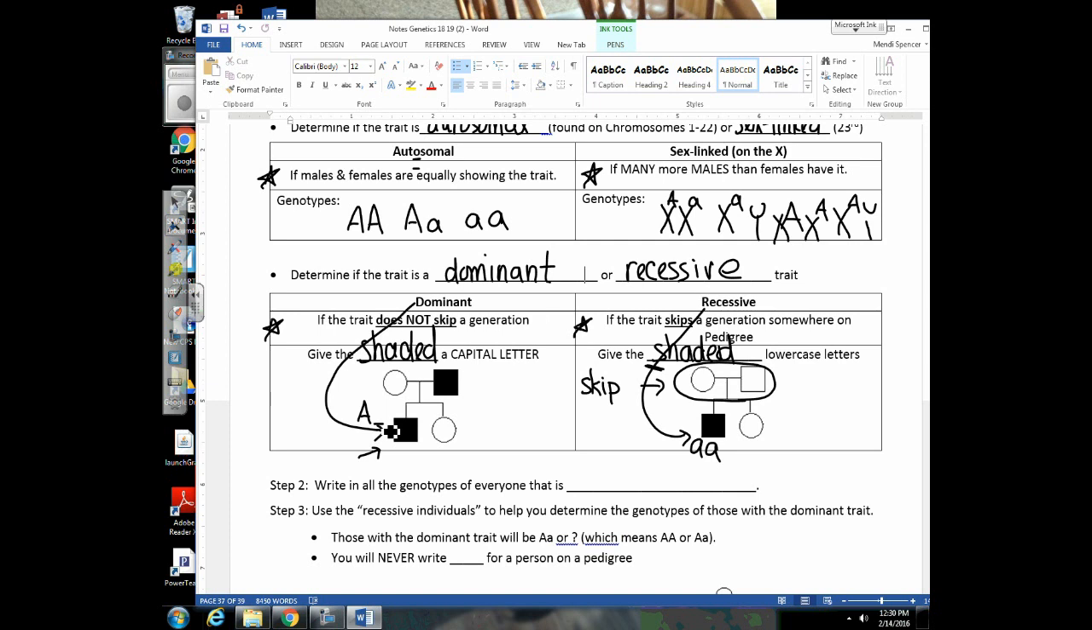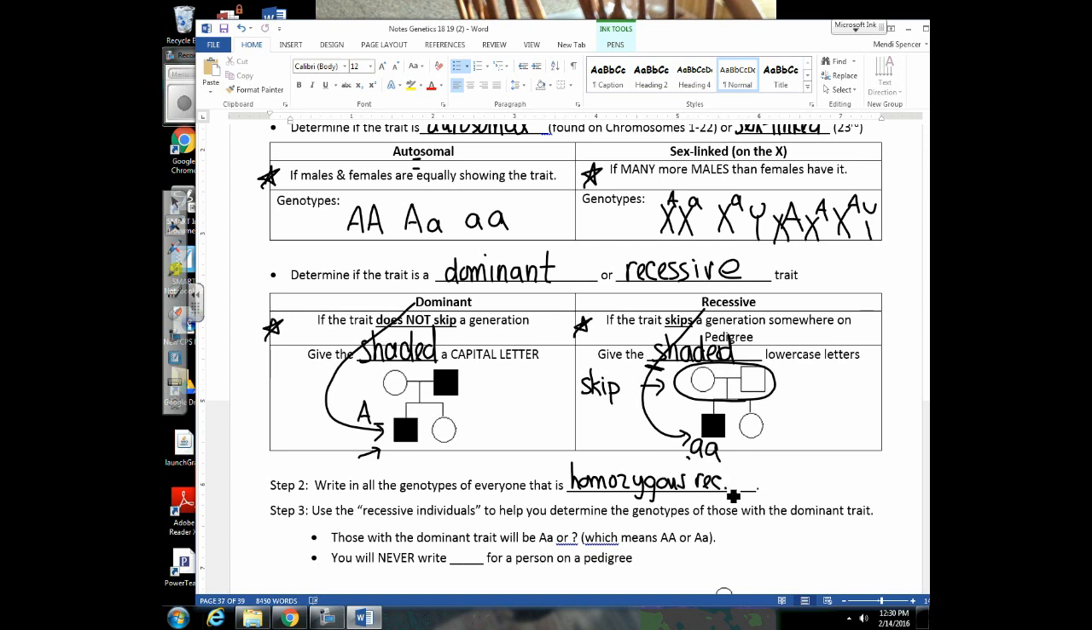So again, to review, when you're determining whether the trait is dominant or recessive, if you determine it's dominant, you give the shaded a capital letter. If you determine it's recessive, you give the shaded two recessive letters, because they could be homozygous recessive for the trait. Now, once you've determined why individuals are shaded in, either due to the recessive allele or the dominant allele, you're going to go back and write in the pedigree the genotypes of everyone that is homozygous recessive.